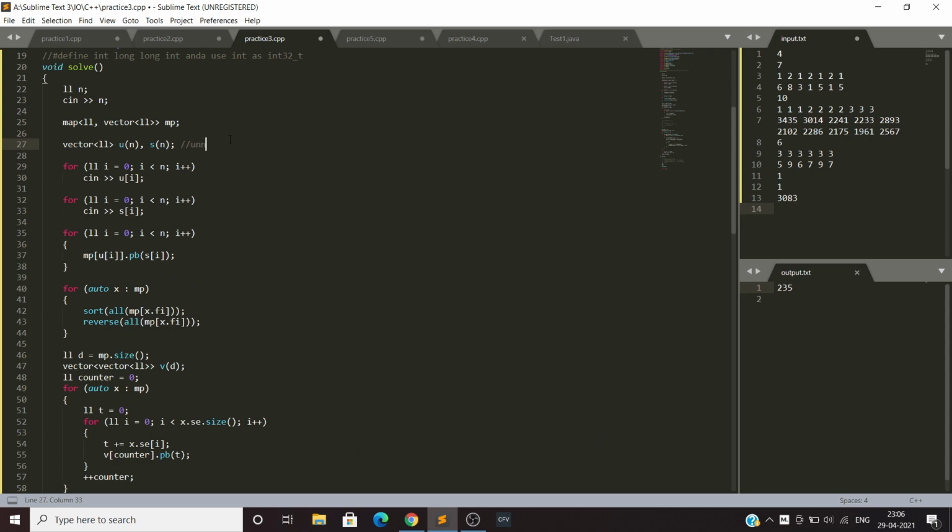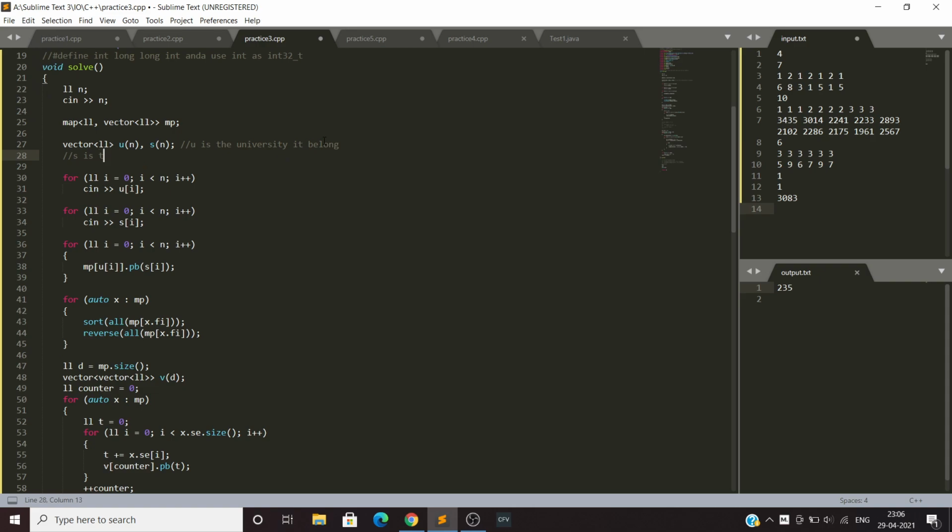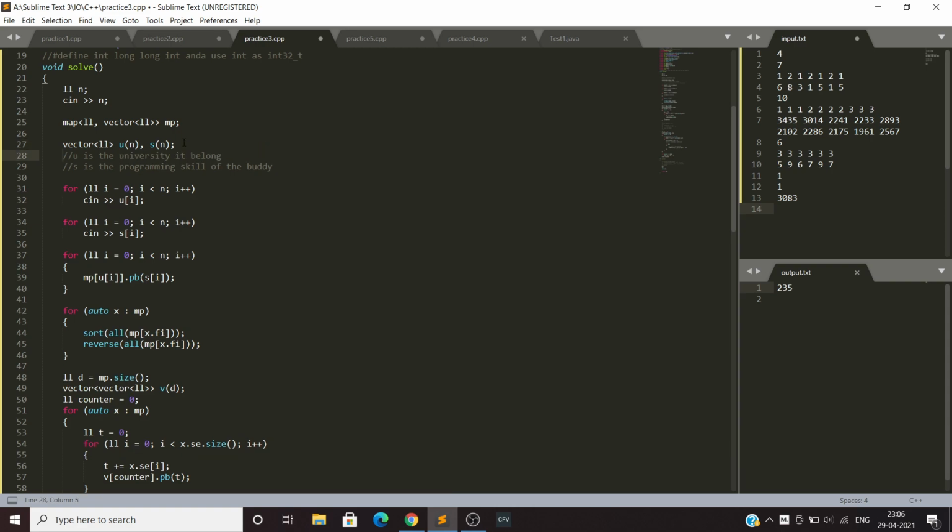So u is the university the student belongs to, and s is the programming skill of the student. I'll call it a student, the programming student. So u is the university it belongs to, and s is the programming skill of the student.